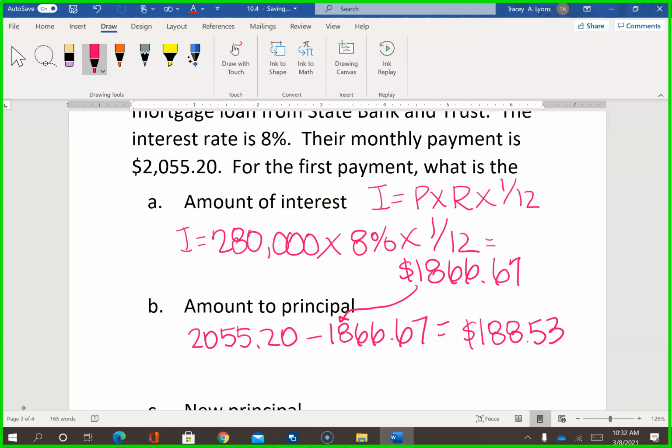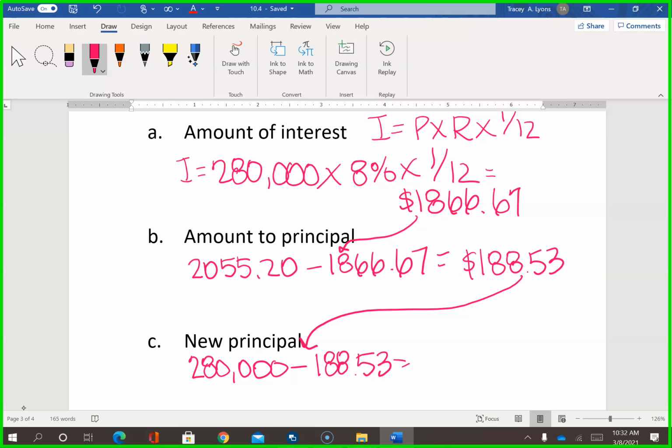So right now, if you're looking at the table, the monthly payment they gave us, the interest we just found, and it does match, $1,866.67. Amount toward principal, $188.53. And then your new principal, this is the one that's a little confusing. When we started, we had borrowed $280,000, and you're going to subtract this one. So there's going to be a lot left to pay for these first payments because not very much goes toward what you borrowed.